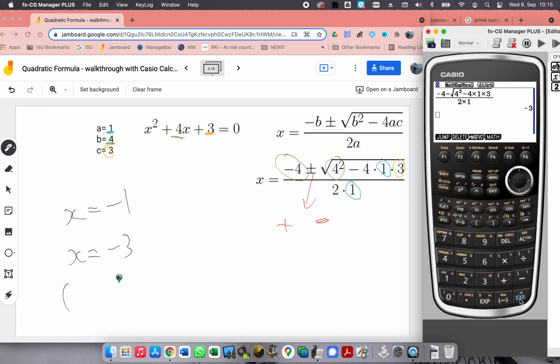Note, this works even on this one here, which can be factorized. So two numbers that multiply to make 3 and add to make 4. So 3 is prime, so those numbers can only be 1 and 3. And then if you were to do it that way, x plus 1 equals 0, giving a solution of -1, or x plus 3 equals 0, giving the other solution of x equals -3.